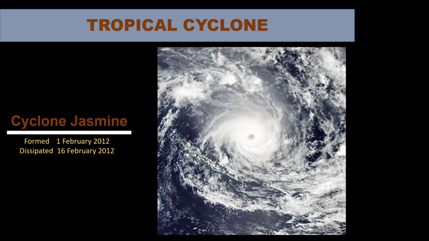Here is an image of Cyclone Jasmine. It was formed on 1st February 2012 and dissipated on the 16th of February 2012. Here is how a hurricane looks like in real life.